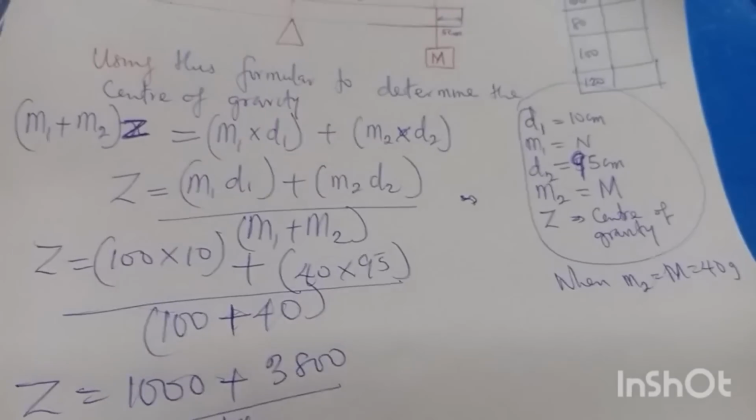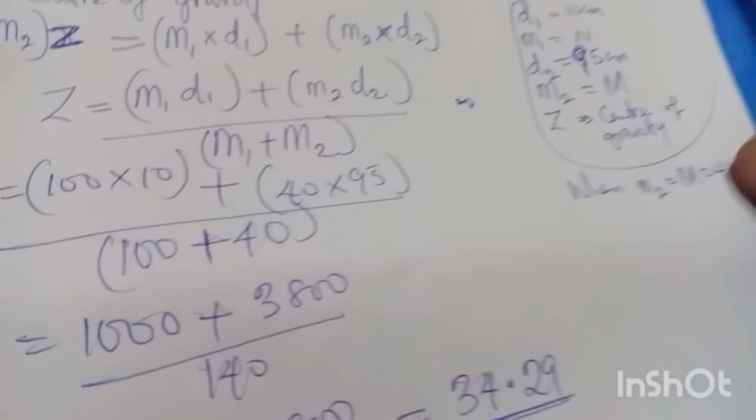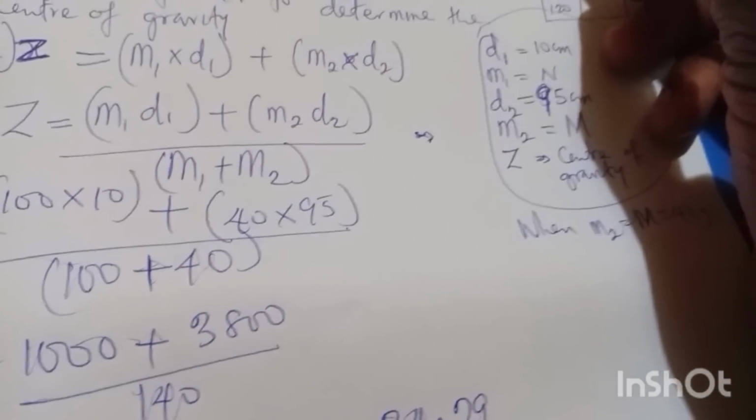So when m is 60, I got 41.90. That is, I have subtracted my 10. I got 31.90. You also can do your own. I got 31.90.